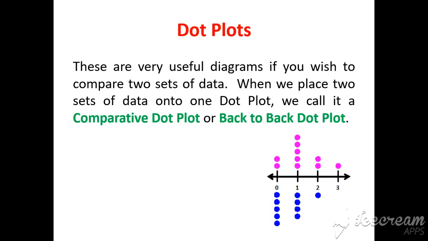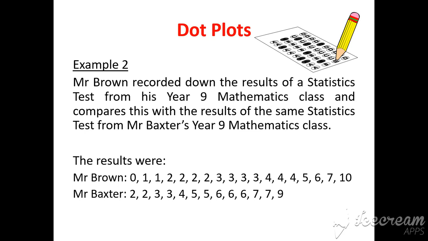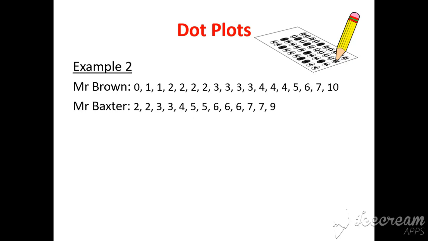Well, they're very useful diagrams, and if you wish to compare 2 sets of data, we can place them onto one dot plot and call it a comparative dot plot or a back-to-back dot plot. In other words, we can put some data above and some data below. So here's Mr. Brown, and he's recorded his results of a statistics test from his Year 9 class, and he compares the results with the same statistics test from Mr. Baxter's Year 9 class. So we've got Mr. Brown versus Mr. Baxter. So let's go. Let's put these onto a back-to-back dot plot.